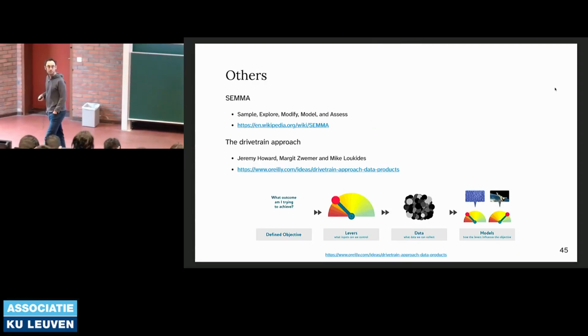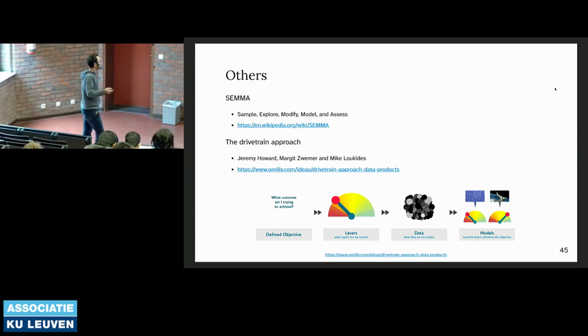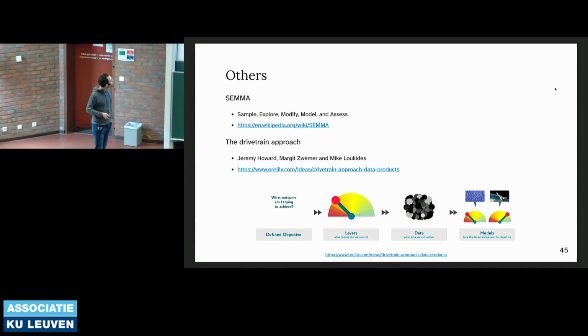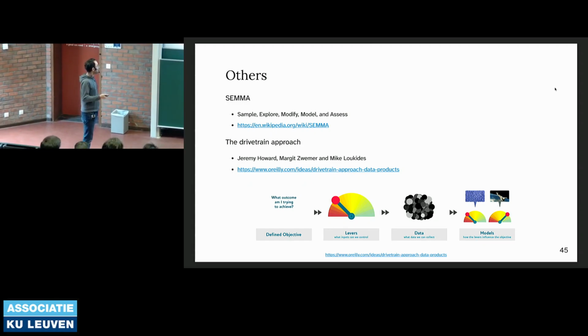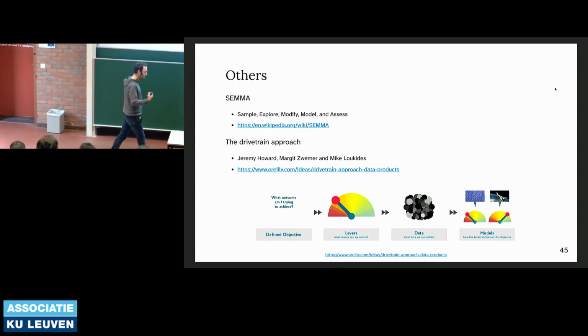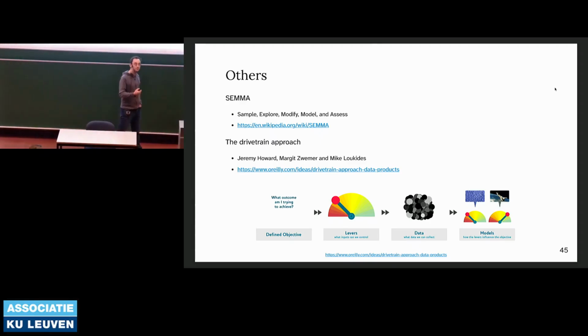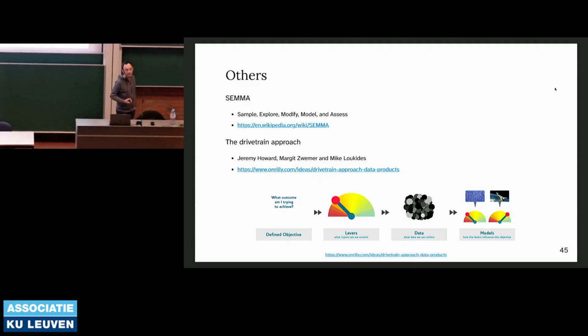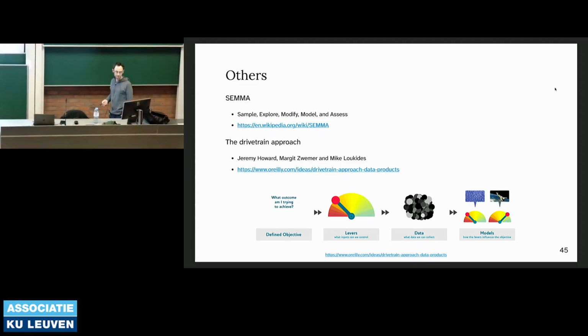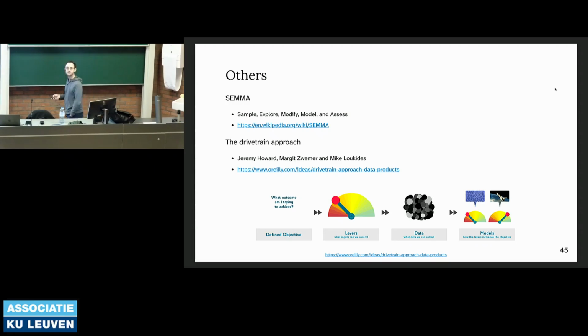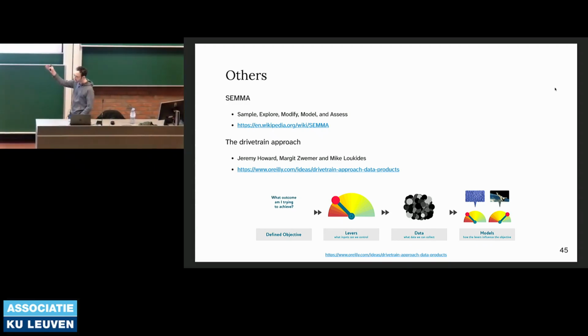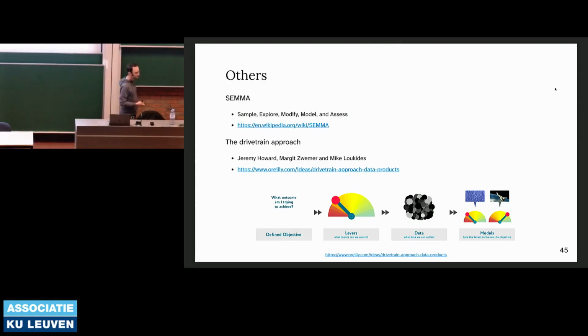There are others as well that have been proposed. There is SEMMA, for instance. SAS came up with that at some point. Sample, explore, modify, model, and assess. Okay, same thing. Jeremy Howard and his team came up with the drivetrain approach, which was a little bit different because, for one, it's pretty simple, but also it starts with a clear objective, and then also very clearly, from the beginning, we should know what are actually the inputs that we can adjust, whatever the prediction that we get from this model that we're building here, what do we have influence on versus the things that we do not have influence on. Pretty interesting idea, but they're all more or less the same. It's like, okay, question, data, building, evaluating, right? And then at some point deploying.